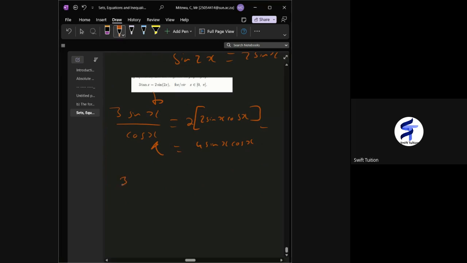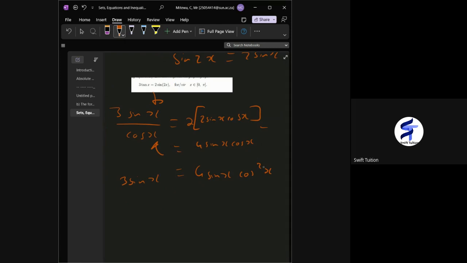So this is going to be 3 sine of x is equal to, let me think, mathematically, I'm multiplying by cosine x, so that should be 4 sine of x cosine x. I'm multiplying both sides by cosine of x, so I basically have this.